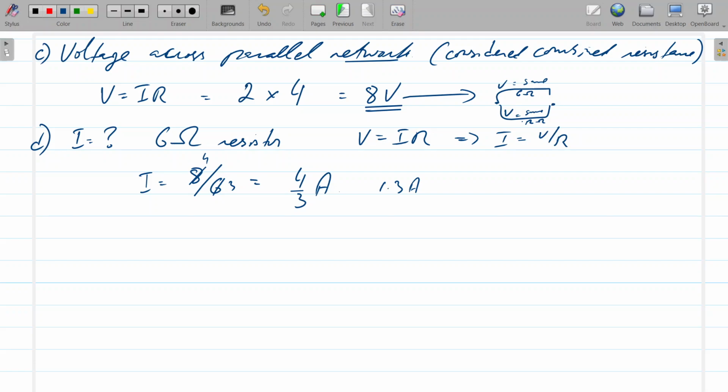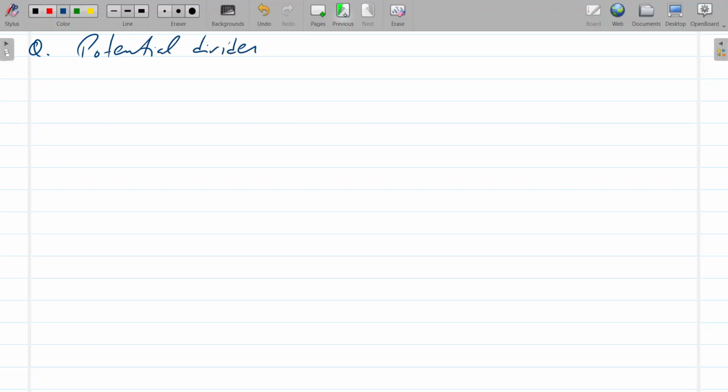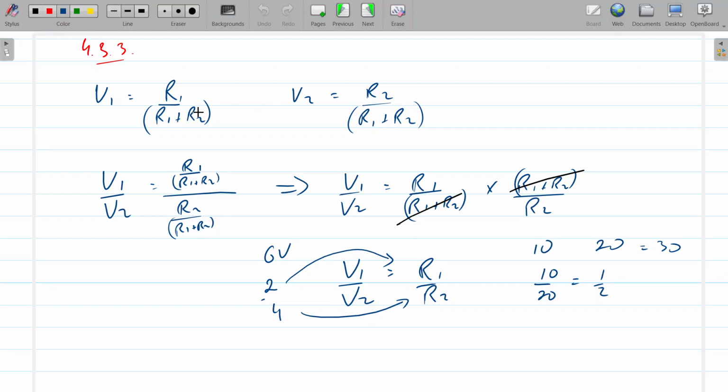Now, there's a question about the potential divider. Let's move to a new page for that. So, potential divider. If you go back to the potential divider part, it looked like V1 over V2 equals R1 over R2. That's what we ended up with after all the gymnastics. Okay. So the question is that you've got two resistors.